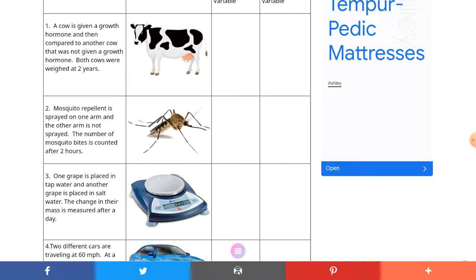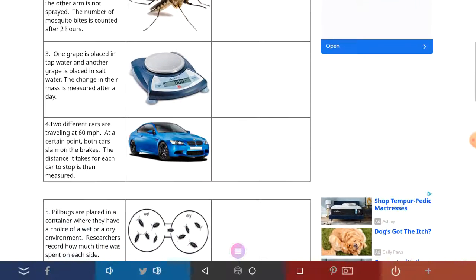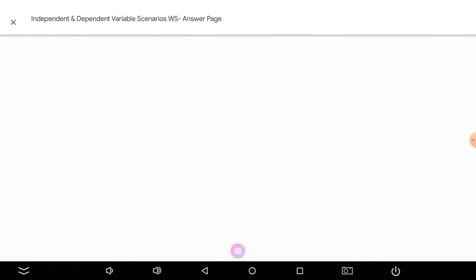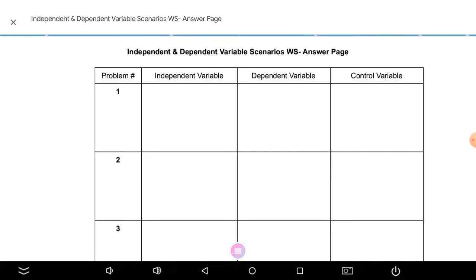So this says mosquito repellent is sprayed on one arm and not the other arm. The number of mosquito bites is counted after 2 hours. So let's process that. Let's think about what are we testing in this experiment? What are we testing? Emma? Mosquito bites, like how much mosquito? Hold on, are we testing the mosquito bites? Carter? The mosquito repellent. We are testing the mosquito repellent. That's what's changing. One arm is getting mosquito repellent, one arm is not.